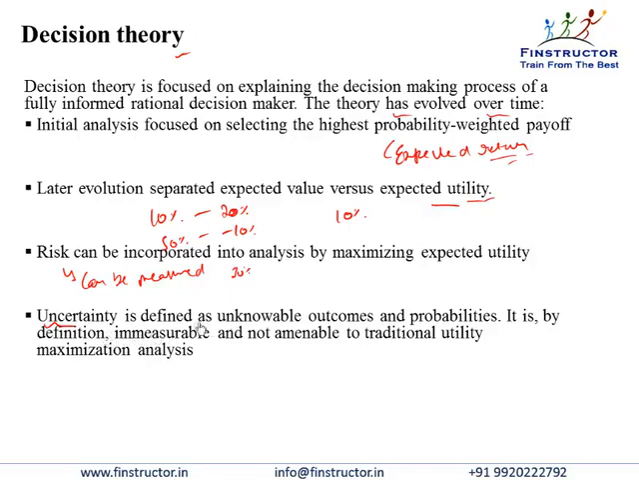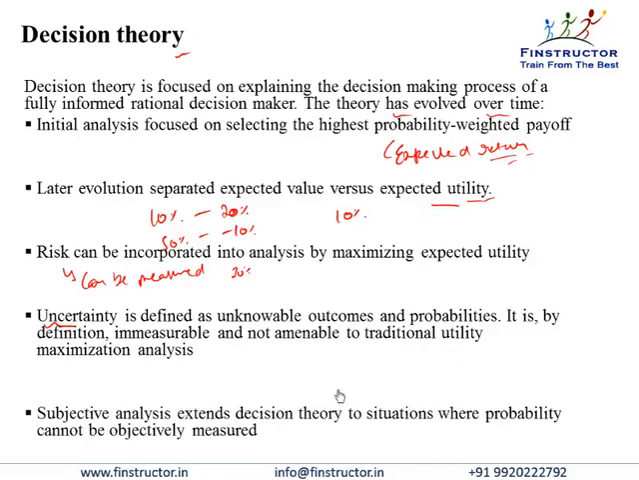Later evolutions to decision theory and traditional finance incorporated uncertainty as well. So uncertainty is defined as unknowable outcomes. So this by definition is immeasurable. That is, sometimes outcomes happen that I don't have any idea about. If I don't have any idea about them, what probability will I assign and what standard deviation will I calculate? So later evolution of decision theory incorporated uncertainty as well into the traditional utility analysis. And finally, recent theories are using subjective analysis as well, situations where probabilities cannot easily be measured.